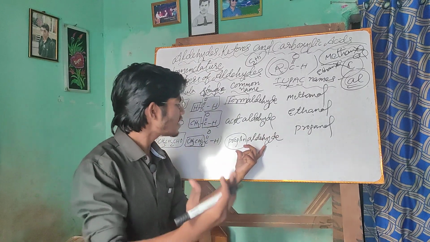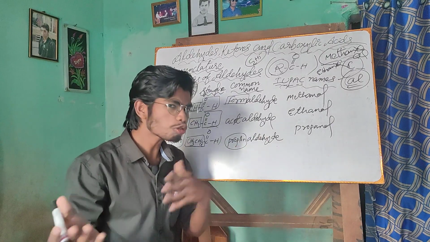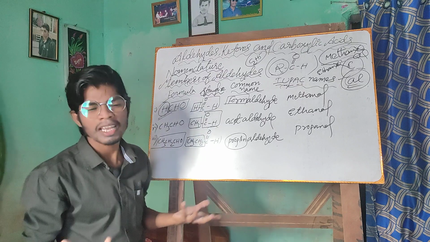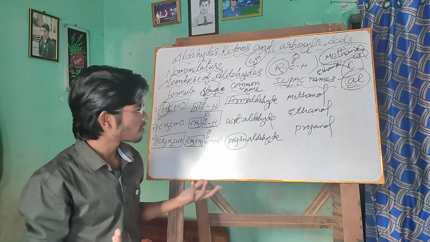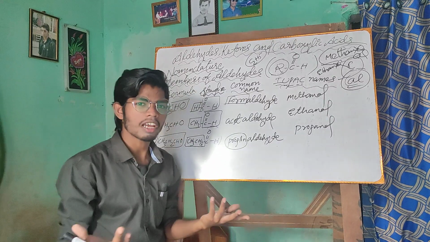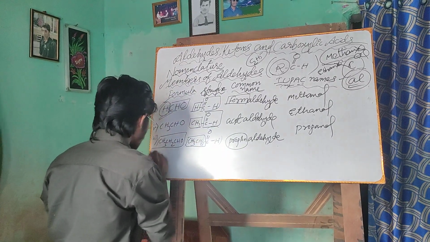Similarly, propionaldehyde is the common name of this compound, and propionaldehyde and propanal are not different from each other; one is just the common name and the other is the IUPAC name. The formula of propionaldehyde as well as propanal is the same. Now we will move on to the next member.